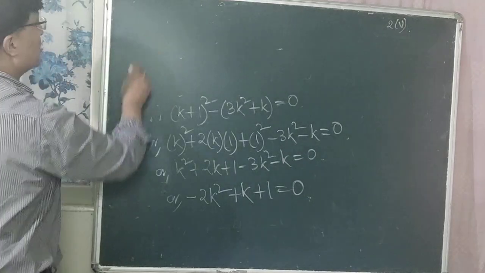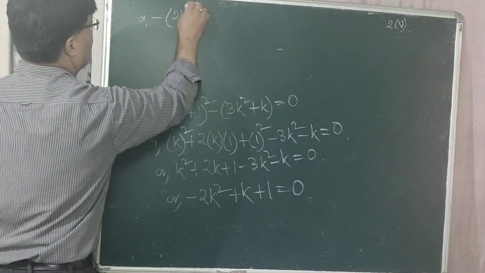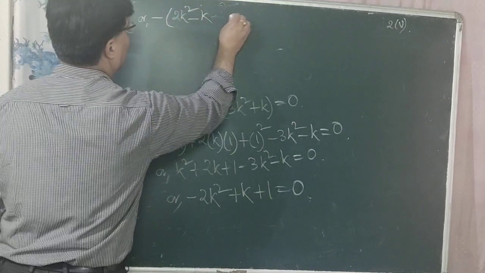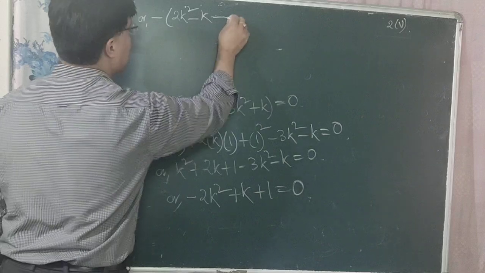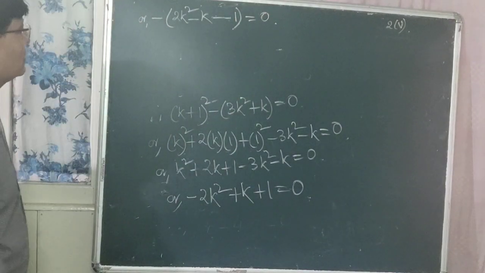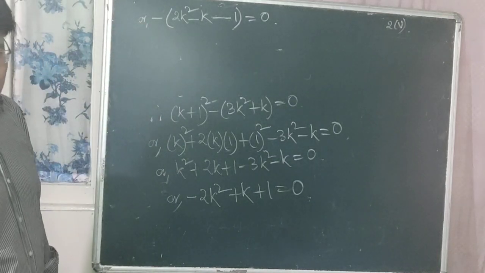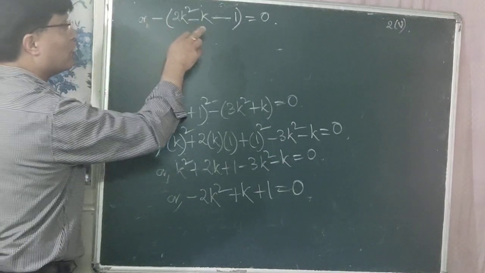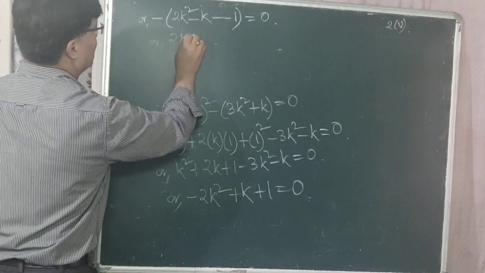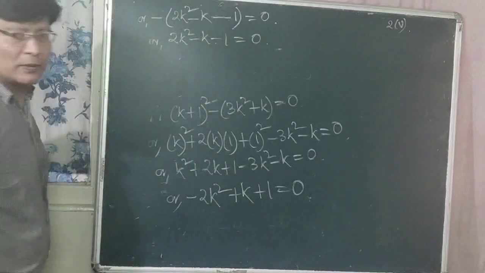So there is minus common here. Minus within bracket 2k square minus k minus 1, which is equal to 0. Since there is 0 on the right hand side, you don't have to write the minus sign. Or 2k square minus k minus 1 is equal to 0.